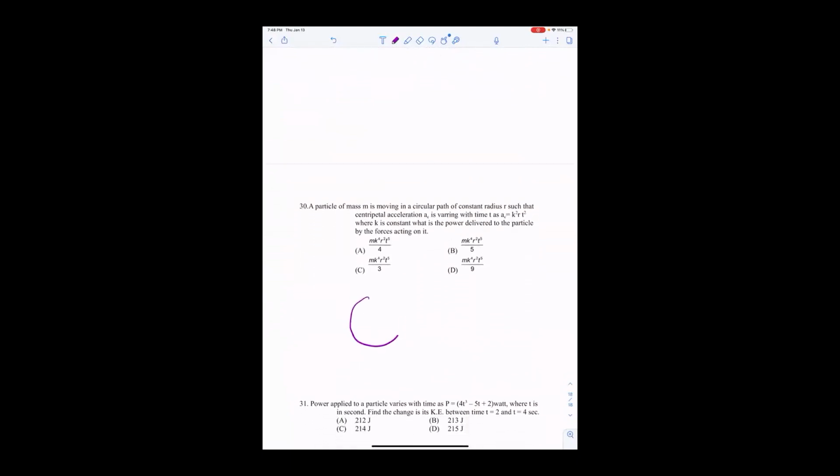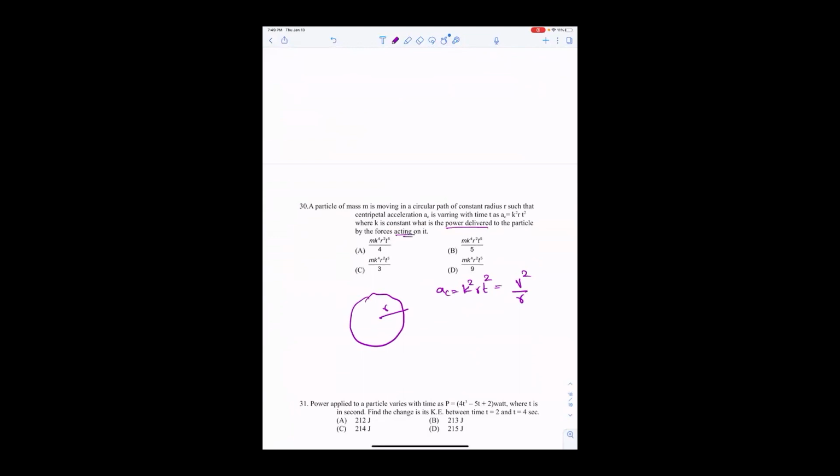Yeah. So 30th one, a particle of mass m is moving in a circular path of radius r. Centripetal acceleration a_c is varying with time: a_c = k² r t², where k is a constant. Centripetal acceleration is v²/r, if you remember. What is the power delivered to the particle by the forces acting on it?